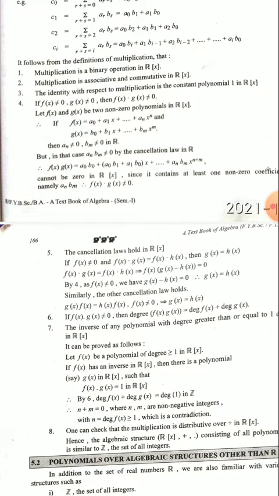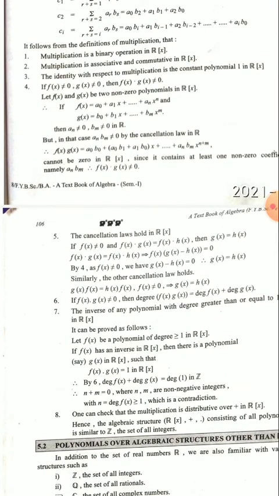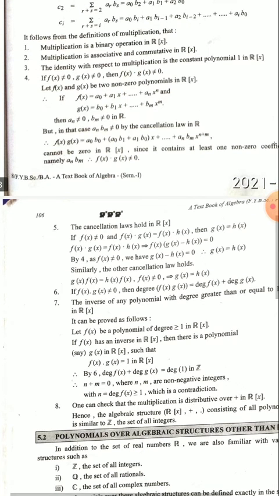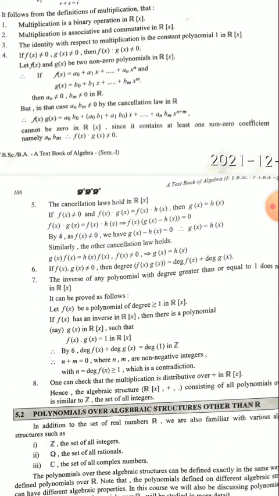But in the case of an bm not equal to 0, by the cancellation law in R, f of x into g of x, what we have is this: the degree must be n plus m, and it cannot be 0 in R of x since it contains at least one non-zero coefficient, namely an into bm. Therefore f of x into g of x is not equal to 0. The cancellation law holds in R of x.